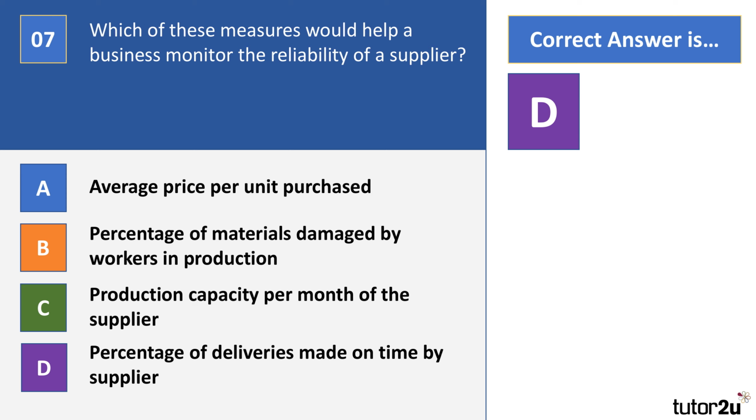A business trying to monitor the reliability of a supplier, particularly in the case of businesses that operate just in time or lean production, the reliability of deliveries made on time is a key factor in choosing your suppliers.